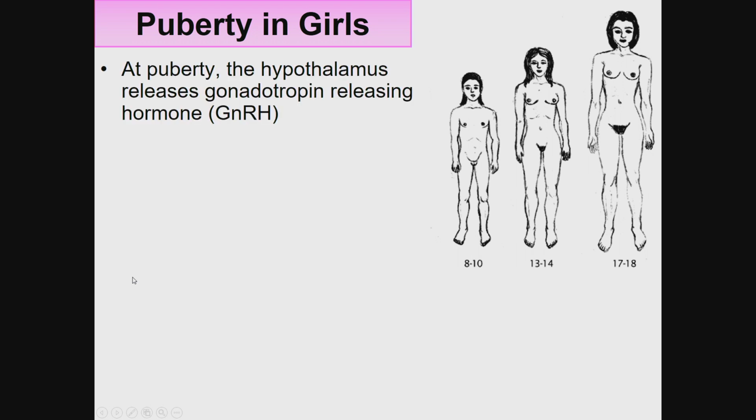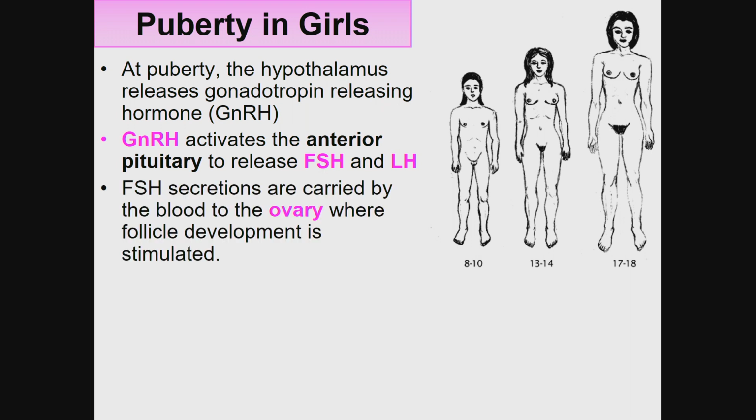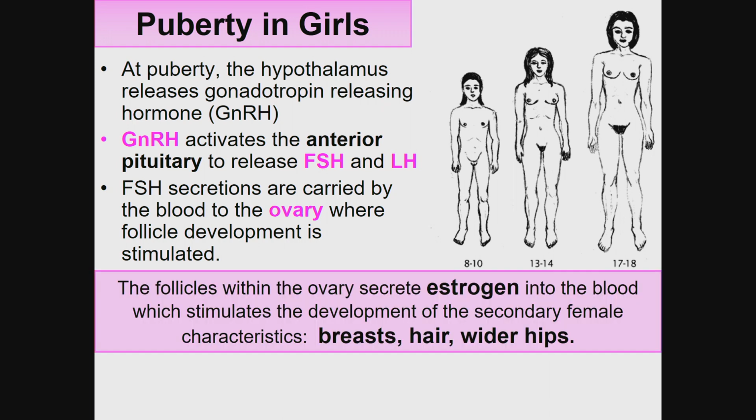Puberty in girls starts with the hypothalamus releasing gonadotropin-releasing hormone, or GnRH. This goes to the anterior pituitary to release FSH and LH. FSH then is carried by the blood to the ovary, where follicle development is stimulated. The follicles within the ovary secrete estrogen, which stimulates the development of secondary female characteristics: breasts, hair, and wider hips.